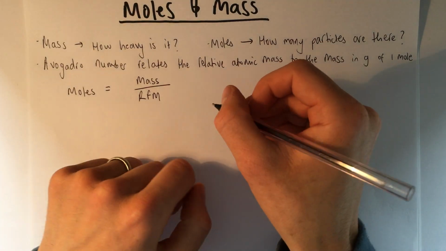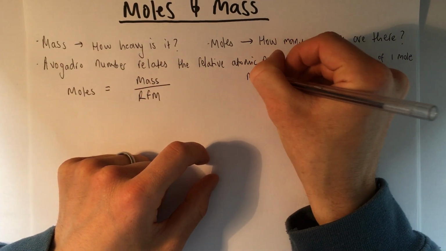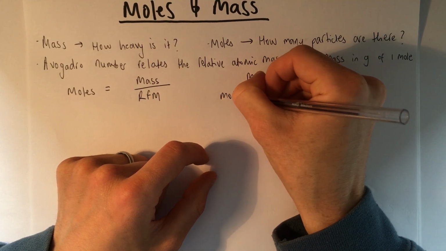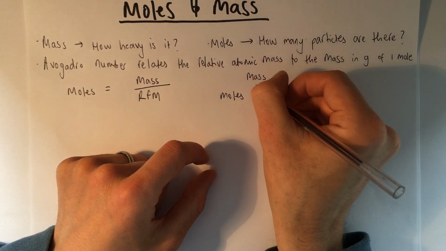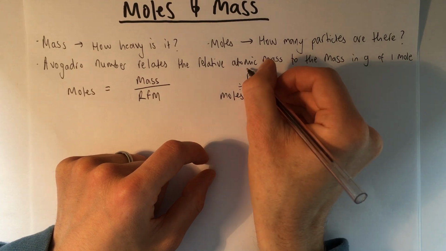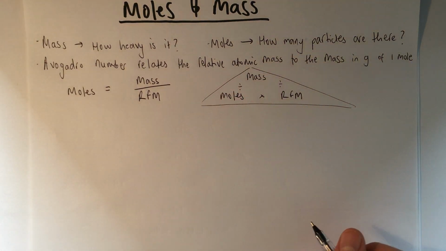If you like using formula triangles, we can put that into a triangle. So it'd have mass on the top, and then it'd have moles and relative formula mass on the bottom. So we divide those and we times those. Just going to put units in as well.